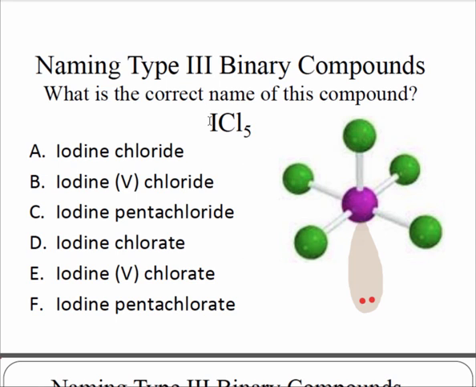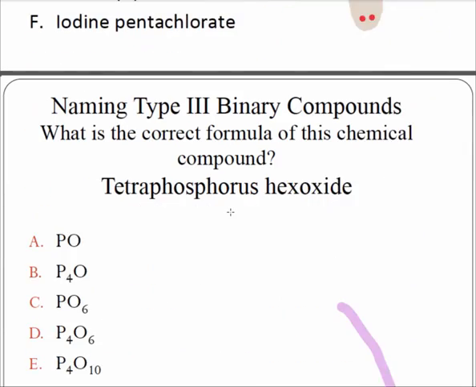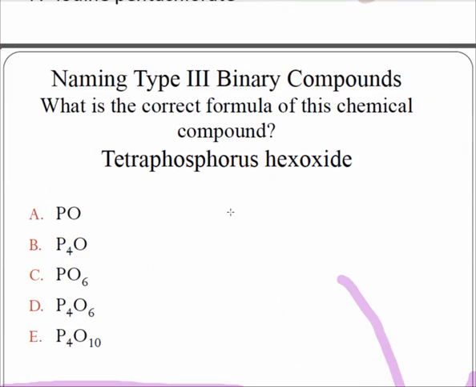Anyways, this is not a salt because they have two nonmetals bonded together. So you might think I would say monoiodine pentachloride, but you don't have to mention the mono if there's only one of the first element. So I'm going to say iodine pentachloride. There it is, choice C. This is naming, and you can do it.